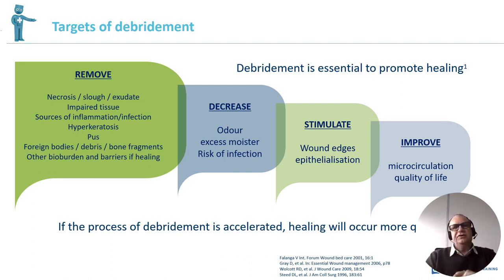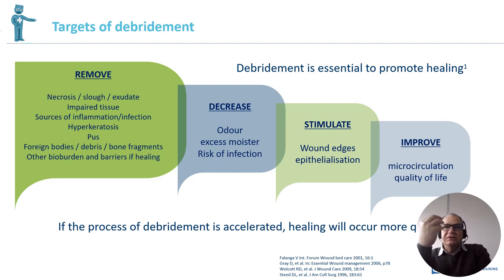So just to refresh, what are the targets? What do we mean by debridement? Removing all the huge list that we talked about when we were looking at the definition, decreasing the odor, the moisture, the risk of infection, sorry for the typo there, stimulating the granulation and epithelialization, improving the microcirculation of the wound and the quality of life. We will refer to this also when we are talking about exudate management, and we already referred to this in the previous session.